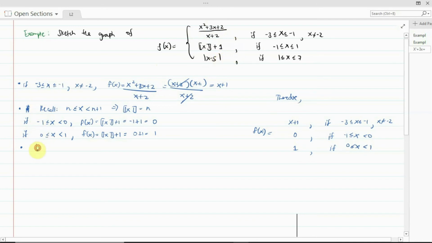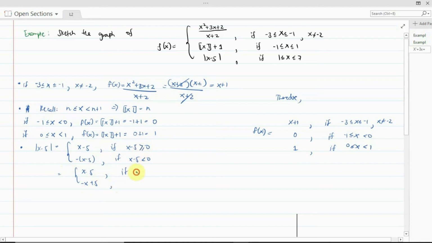Okay, let us recall the definition of the absolute value of x minus 5. This is either retained or negated. When is the first true? If the whole expression is greater than or equal to 0. And when is it negated? If the whole expression is less than 0. And then let us just simplify. Negative x plus 5.